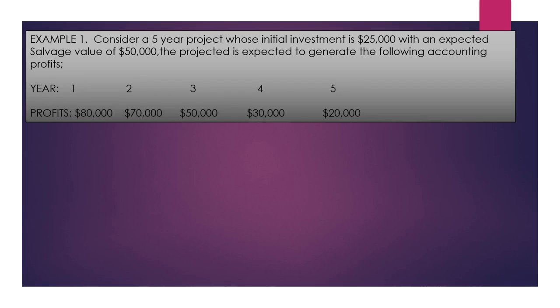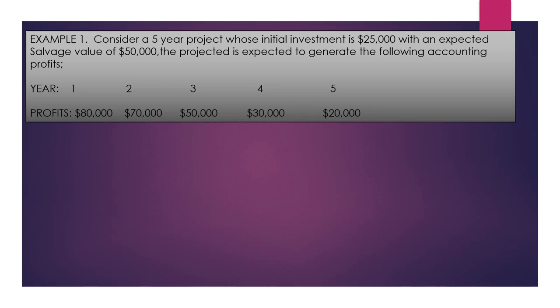In year 1, profit generated was $80,000. In year 2, it is $70,000. In year 3, it is $50,000. In year 4, it is $30,000. And in year 5, it is $20,000.